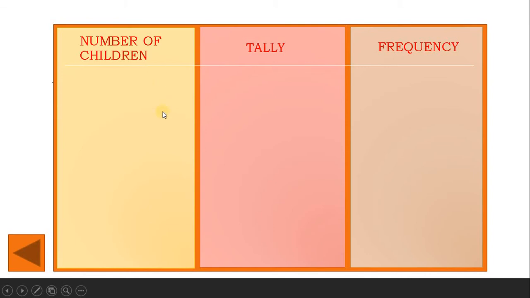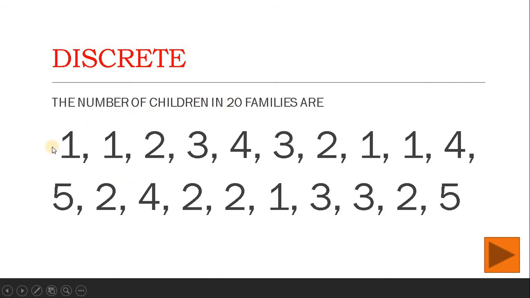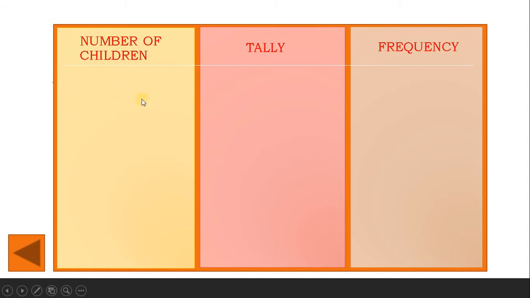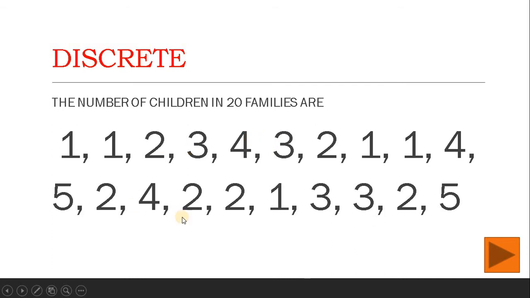So let's try first the number of children. What are the numbers we are going to write here? The numbers we are going to write are from this data. Since the smallest number is 1 and the biggest number is 5, going back to the table, we are going to write 1, 2, 3, 4, and 5. We do not write 6 because there is no number 6 here, and we do not write 0 because there is no number 0 here.